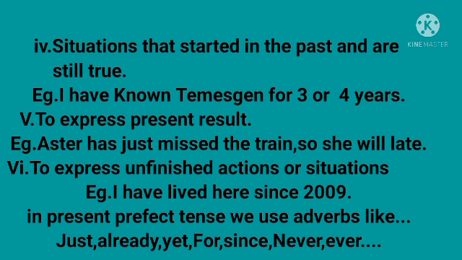And also the last usage is to express unfinished actions or situations. We can express actions or situations that are not finished. Example, I have lived here since 2009, that means I have lived here from 2009 until now. That means I am still continuing into the future, or we can say I will live here in the future too. In this present perfect tense we use adverbs like just, already, yet, for, since, never and ever. These are adverbs that can come together with this tense.